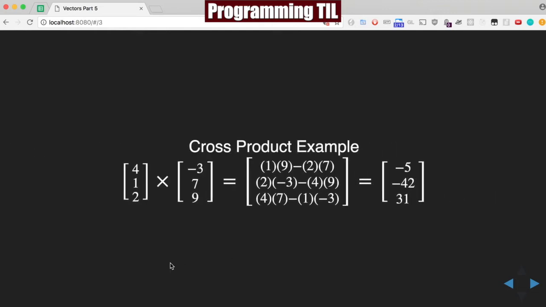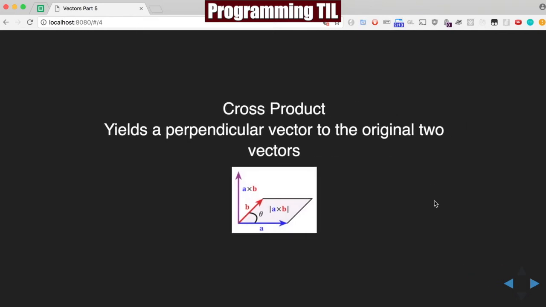So here's an example of that. We have the different elements here, and the maths behind it, and here is the yielded vector. What it is going to do is yield a perpendicular vector to the original two vectors. So here's vector A, here's vector B, and here is A cross B.